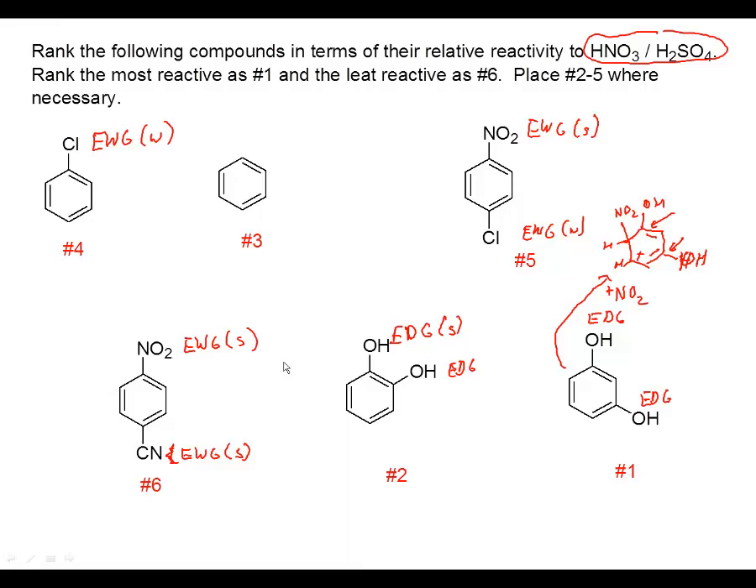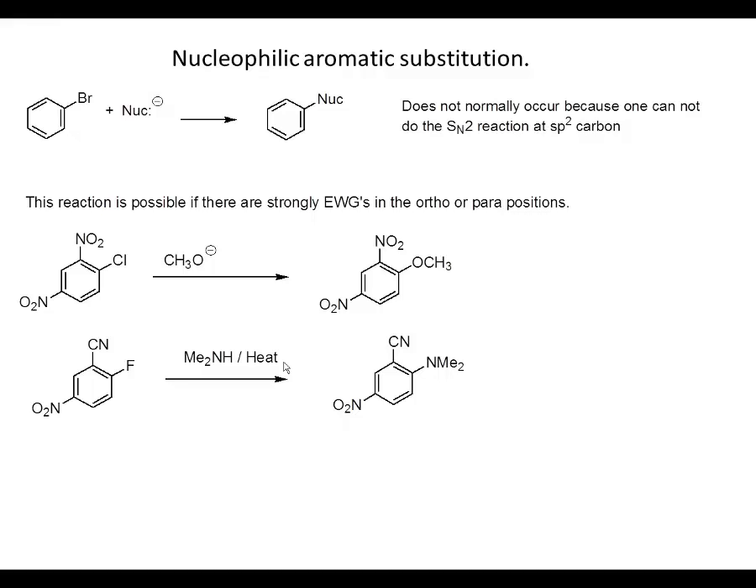Okay, let's look at the last type of reaction, and this is nucleophilic aromatic substitution. This is not quite as important as electrophilic aromatic substitution. For one, we already have to have a halogen on the ring, and we're going to find that most benzene rings actually don't do this reaction.